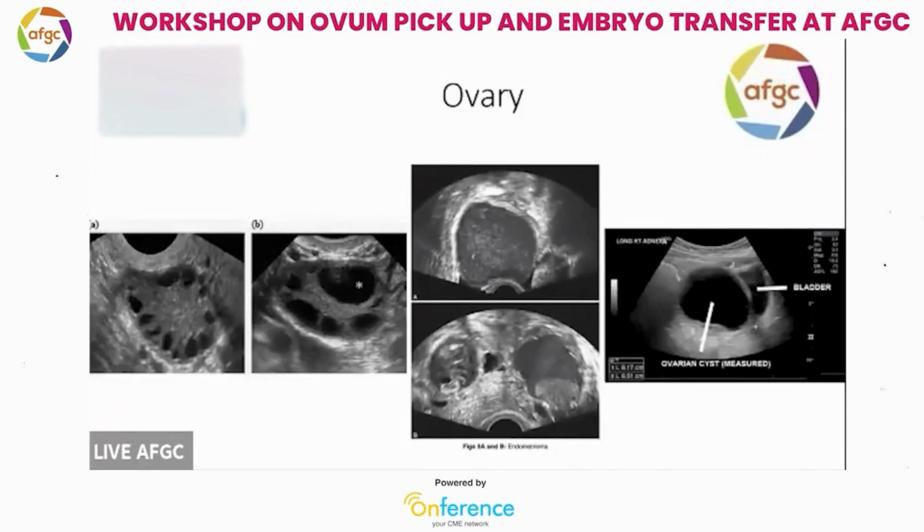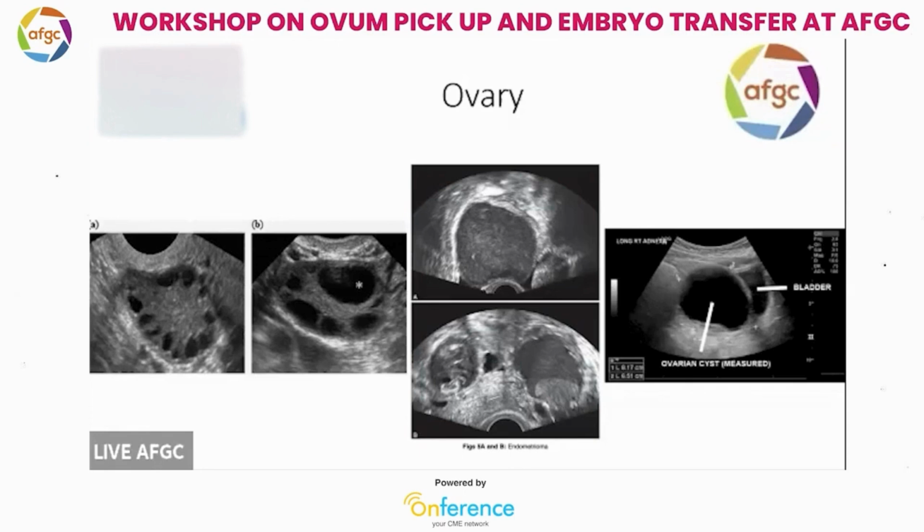Now for example, let us look at endometriosis. Endometriosis has this ground glass appearance, and while you are going through it, you will not miss an endometrioma. Similarly, a dermoid will have hyperechoic shadows, so you will also not miss a dermoid when you see one.